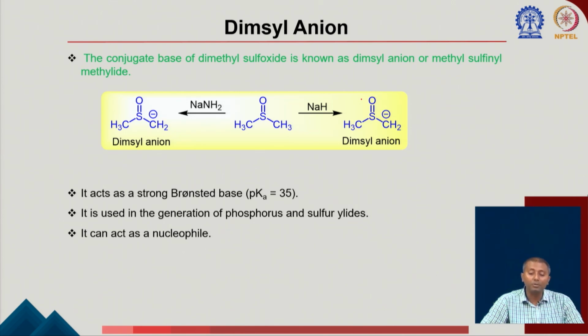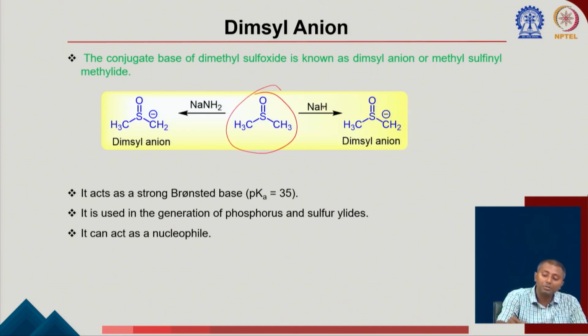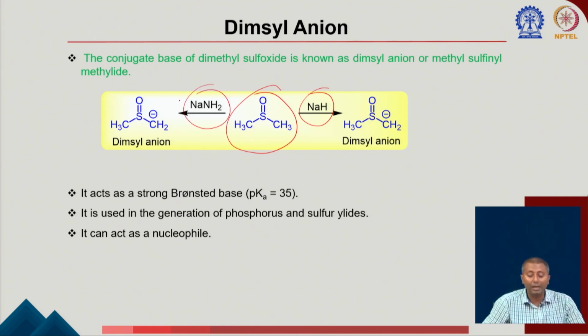Now we are going to talk about the dimsyl anion. Okay, the dimsyl anion is nothing but, from a sulfoxide, if you are using a base like sodium hydride or sodium amide, then it can comfortably abstract a proton. Of course, you can use n-butyl lithium also, that can abstract this proton from here to generate the corresponding carbanion. It's called the dimsyl anion. Okay.